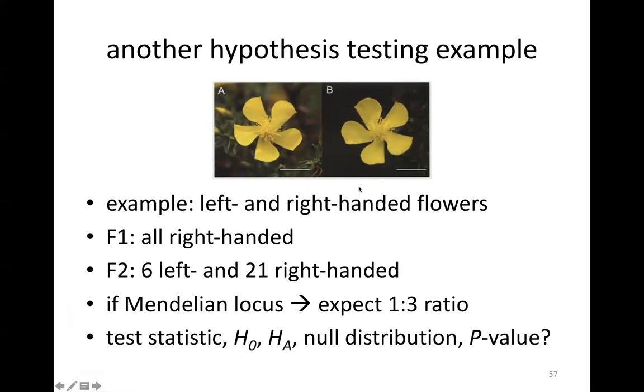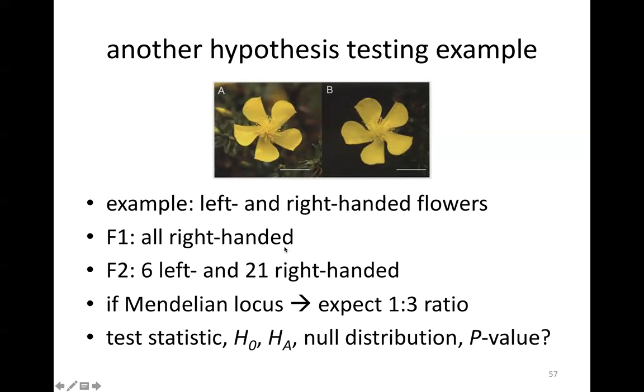Here we are collecting again flowers that can be of two types. Do you see the difference? One is right-handed, one is left-handed, some kind of chirality that you also have in snails and stuff. And the question here is how this right or left-handedness is inherited.